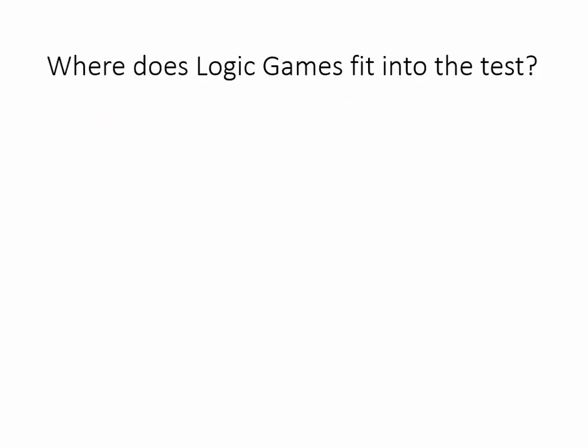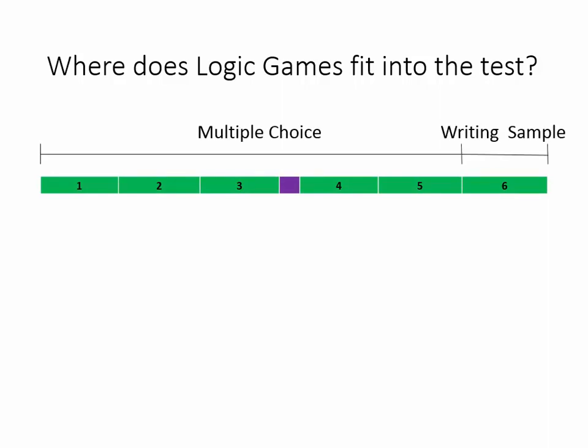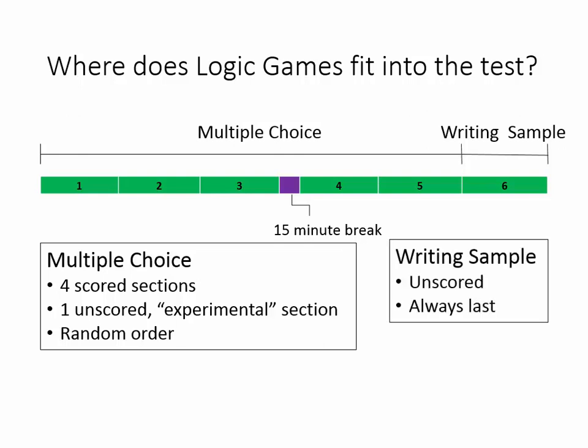Before we get into the details of the section, let's take a look at how it fits into the exam. As you may know, there are 6 total sections on the exam divided into 2 main components, multiple choice sections and the writing sample. There's also a 15-minute break that occurs between sections 3 and 4. There are always 5 multiple choice sections, 4 of which are scored and 1 of which is unscored. You've probably heard of this unscored section referred to as the experimental section. These 5 sections always appear in random order as the first 5 sections of the exam. The writing sample, which is unscored, always appears as the last section of the exam.